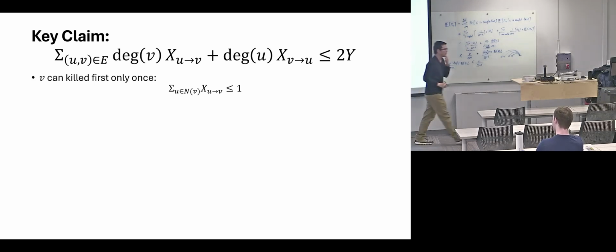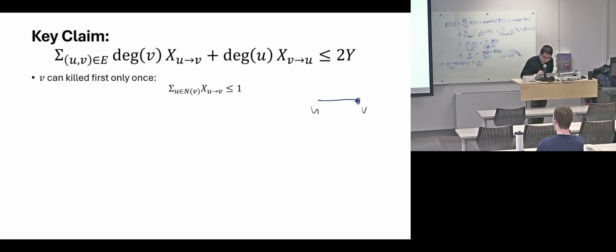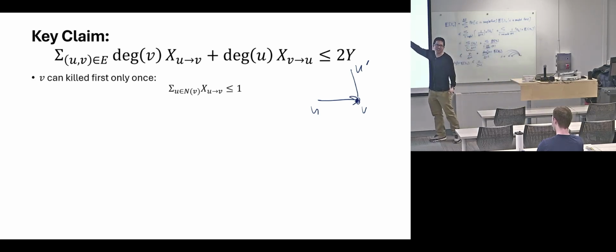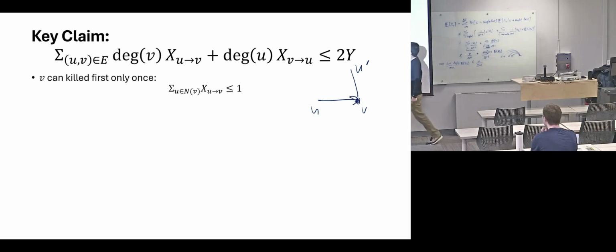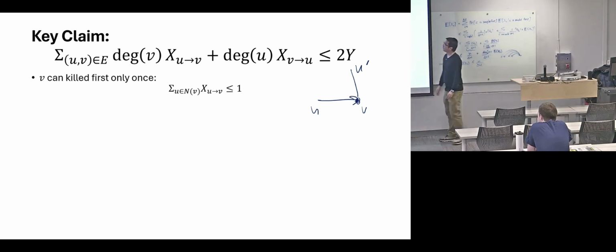Right? So if this is v, this is u, and there is a u prime, if u firstly qv, then u prime cannot firstly qv. So even when you sum over all neighbors of v, these events are disjoint. The neighbor of v that firstly qv is a disjoint event. So this is at most 1. Okay.